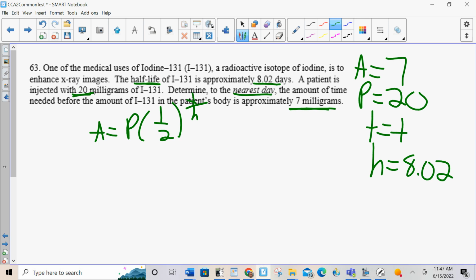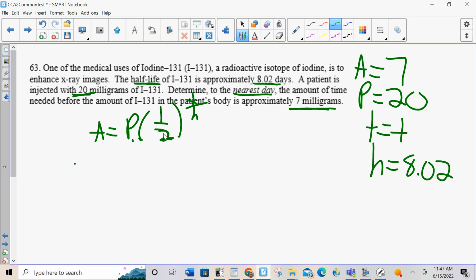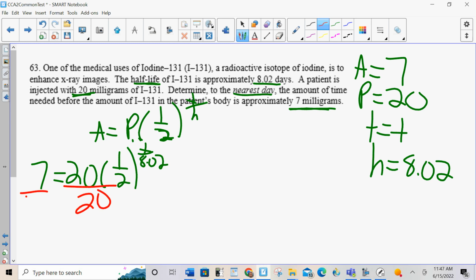So I substitute my values in. 7 equals 20 times 1/2 to the t over 8.02. That's a little too close. I don't know why I always do that. Let me just create a little bit more space here. 7 equals 20 times 1/2 to the t over 8.02. It's a variable exponential equation. First step is to isolate the base.